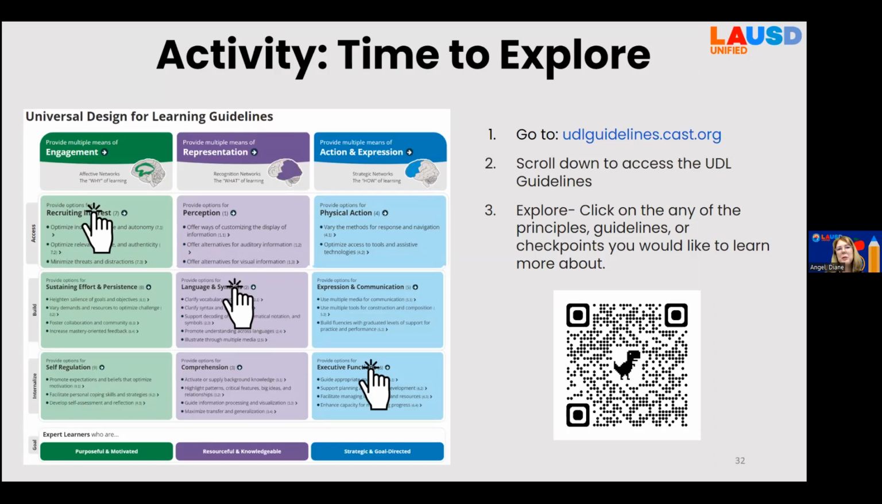You will now have an opportunity to explore the UDL guidelines by going to https://udlguidelines.cas.org/. You can also use the QR code that we have on the slide. Once you are there at the UDL guidelines, scroll down the page to locate the UDL learning guidelines and select any of the principles, guidelines, or checkpoints you would like to learn more about.